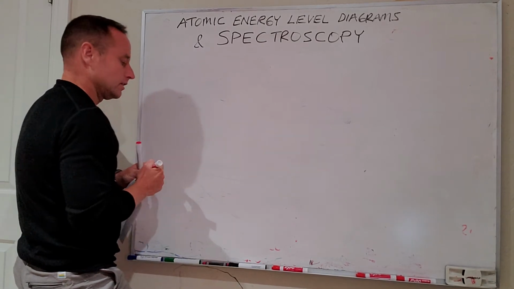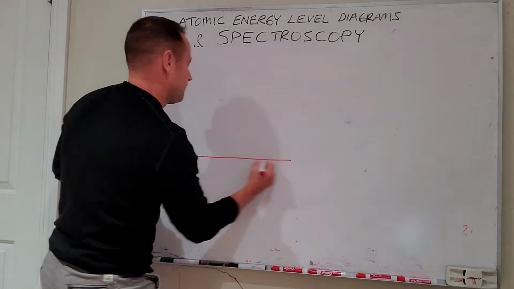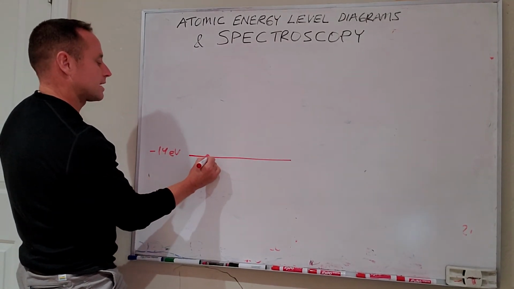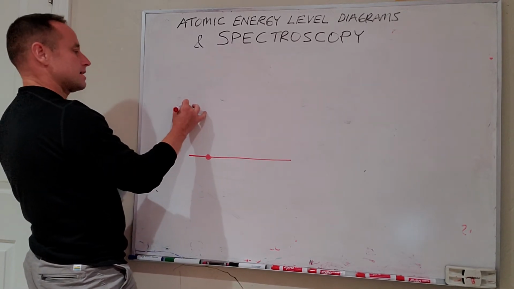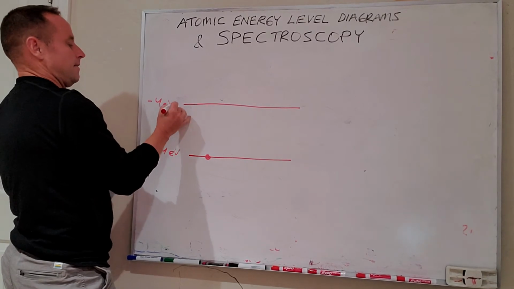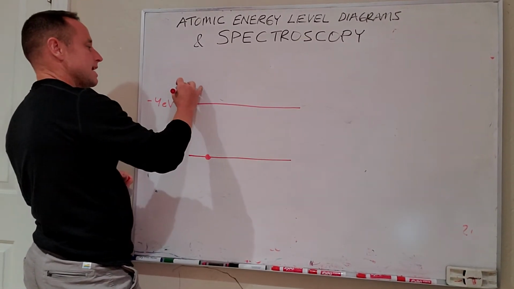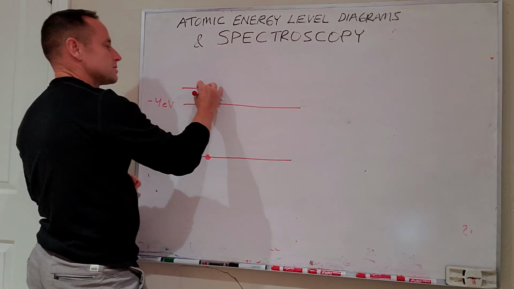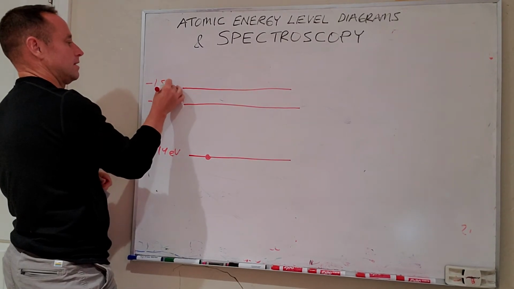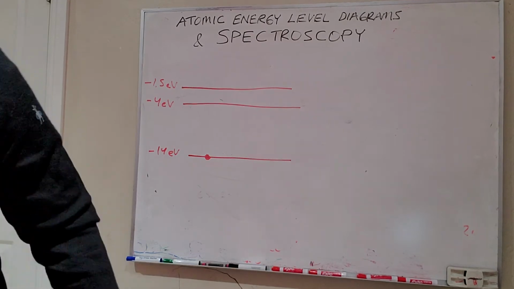So our very lowest level was minus 14 eV. We're going to say that we're in the ground state, so let's put an electron in there. Then our next level was minus 4 eV, an empty level up there. We're going to say again that the atom is in the ground state. And then we're going to put a minus 1.5 eV level here too.